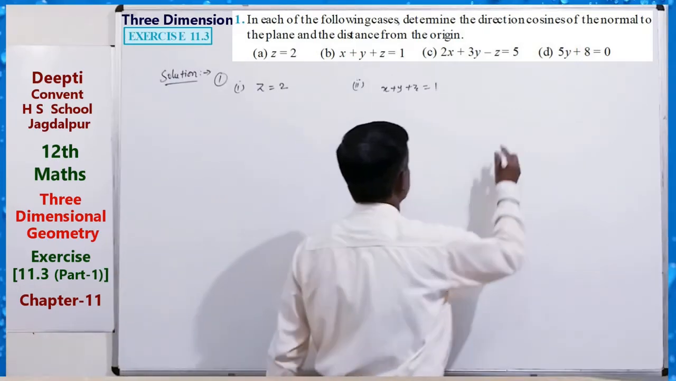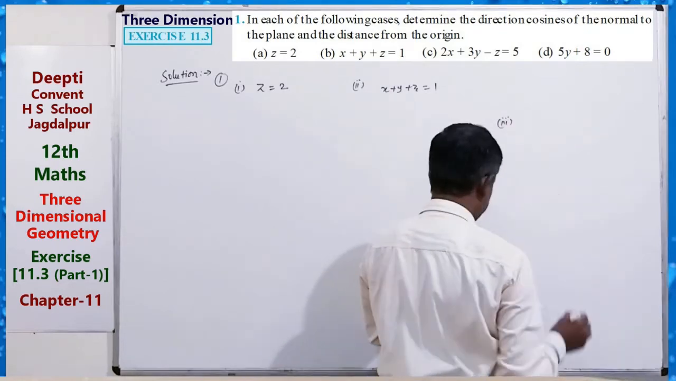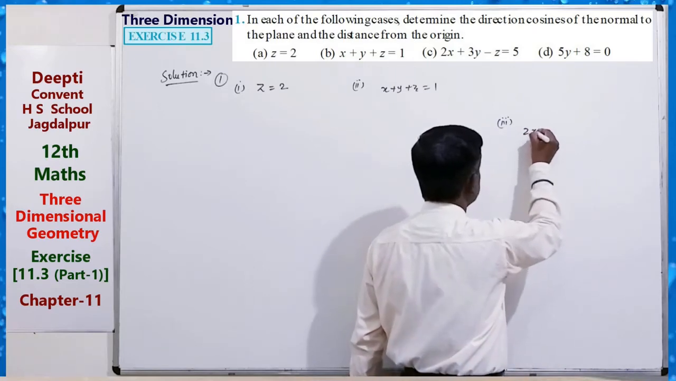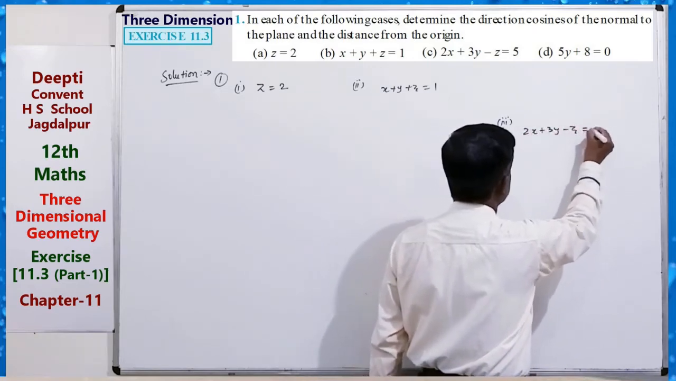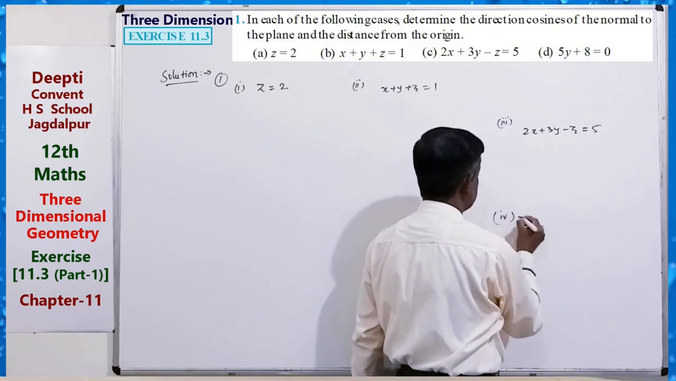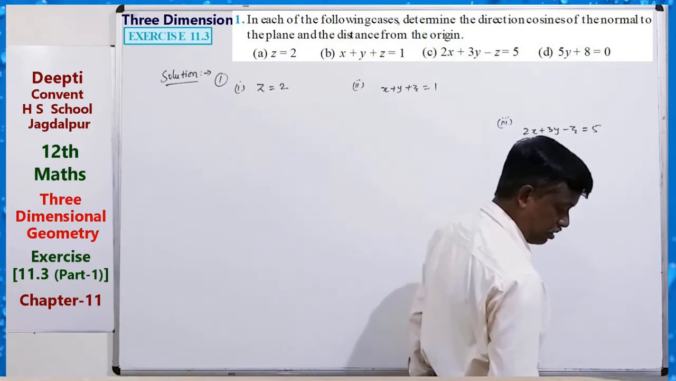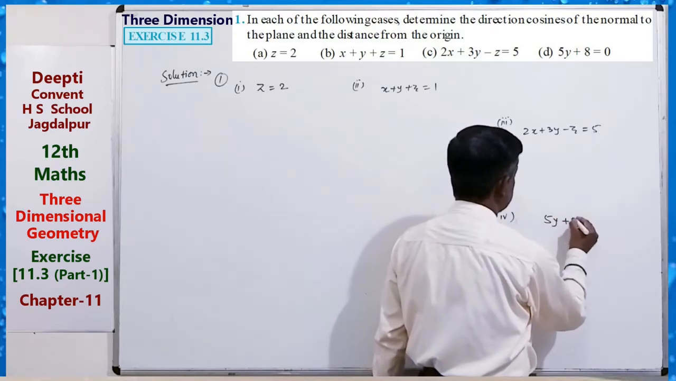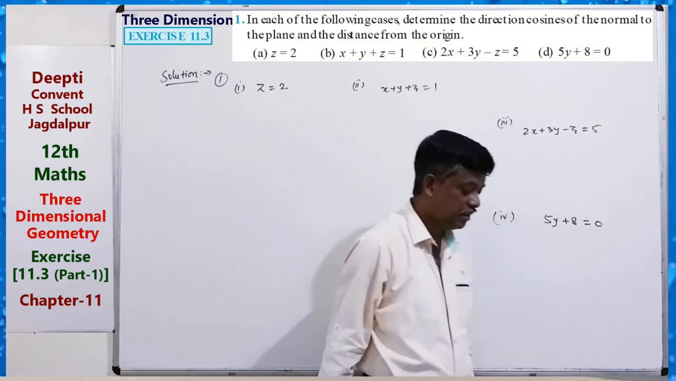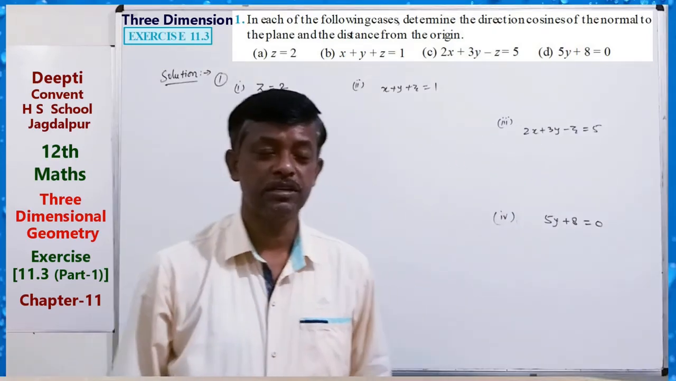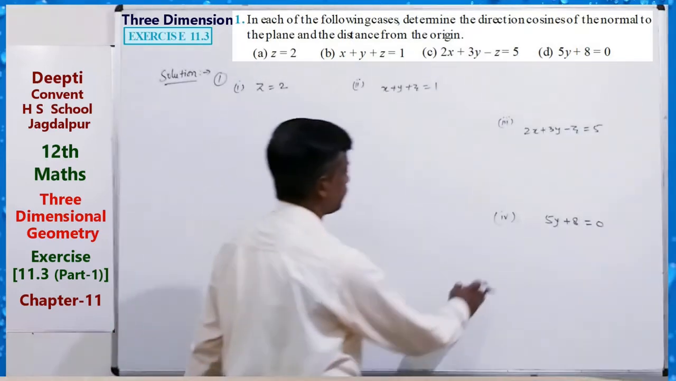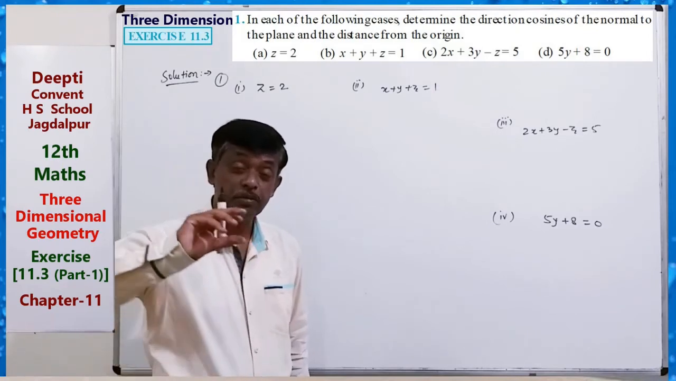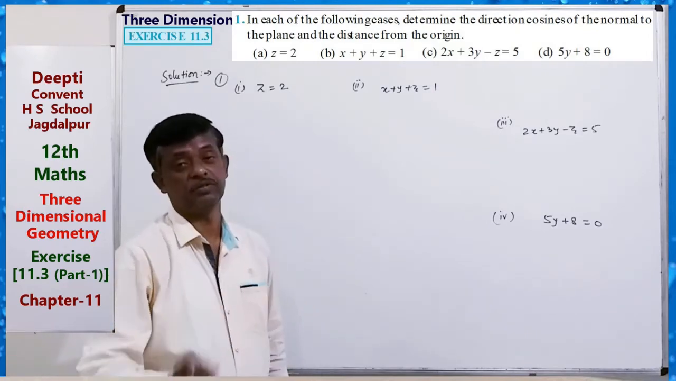The third is 2x plus 3y minus z equals 5. And the fourth is 5y plus 8 equals 0. These are the given equations of planes. We have to find the direction cosines of the normal to the plane and the distance from the origin.